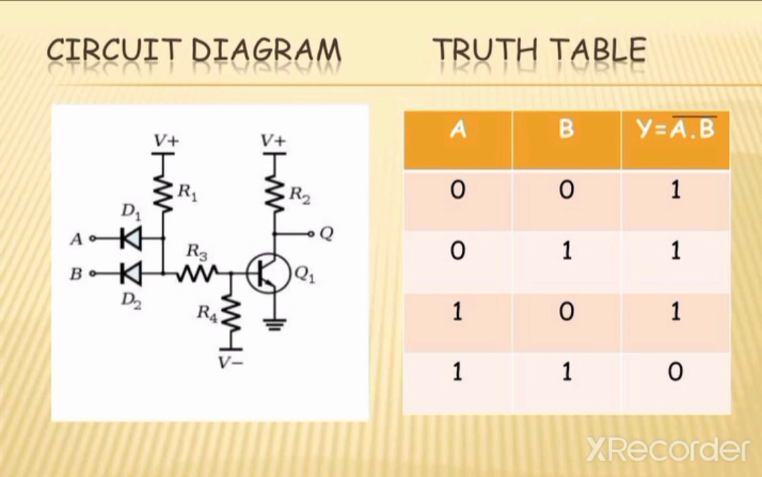You can see that at the input side two diodes are connected. So if any one input is low, then it acts like a forward bias, and it will produce the output voltage which triggers the transistor, and it will produce a high logic. If both inputs are high, then the two diodes go into reverse bias, and it will not send any output voltage to the base of the transistor. So the transistor will remain off.